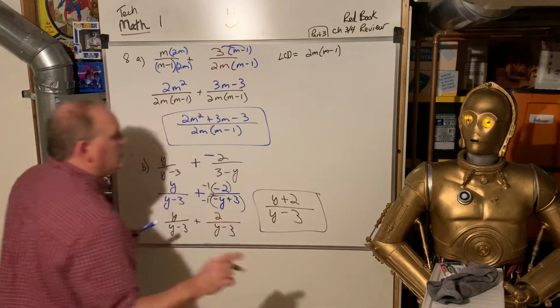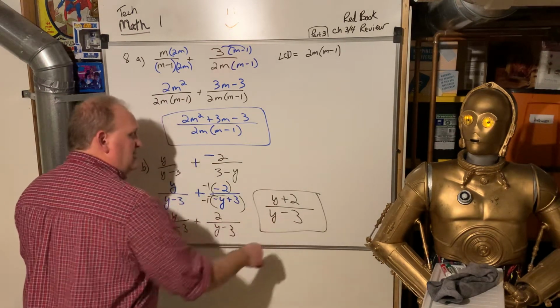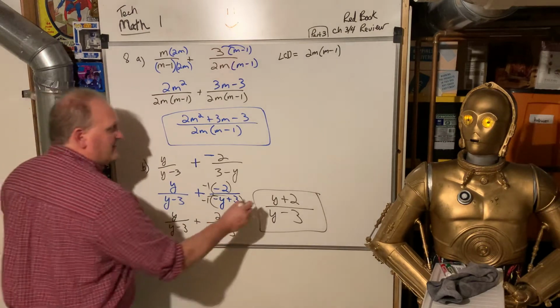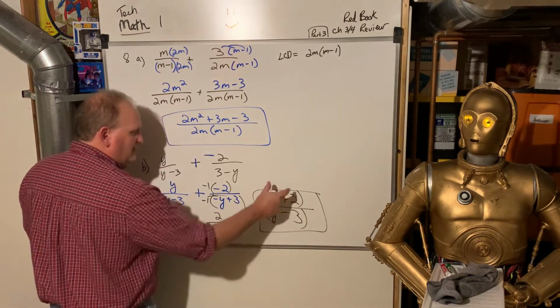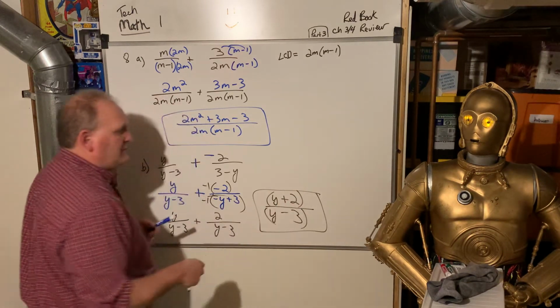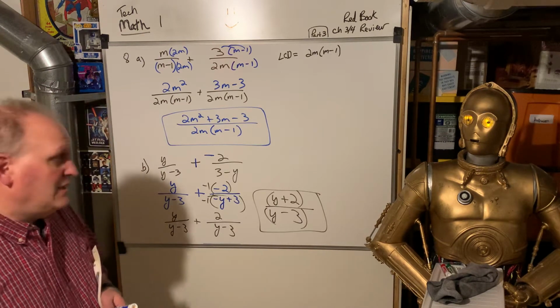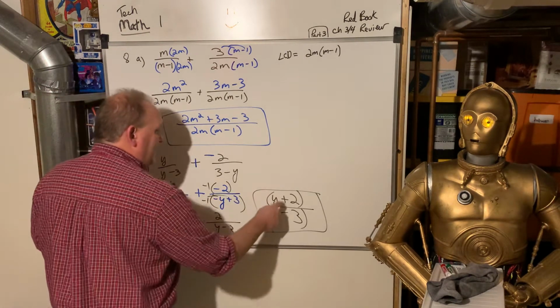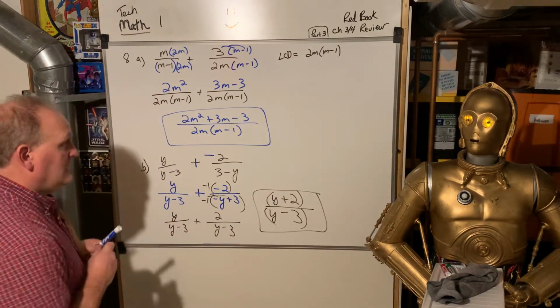Do not do anything silly like trying to cancel the y's and telling me this is negative 2/3. You can never cancel things that are being added or subtracted. You might want to keep the parentheses on them so you remember that. Just to remind yourself, the only way y plus 2 goes away is if there's another y plus 2 being multiplied on the bottom. All right? You can't cancel things that are being added or subtracted ever. That's a steadfast rule.